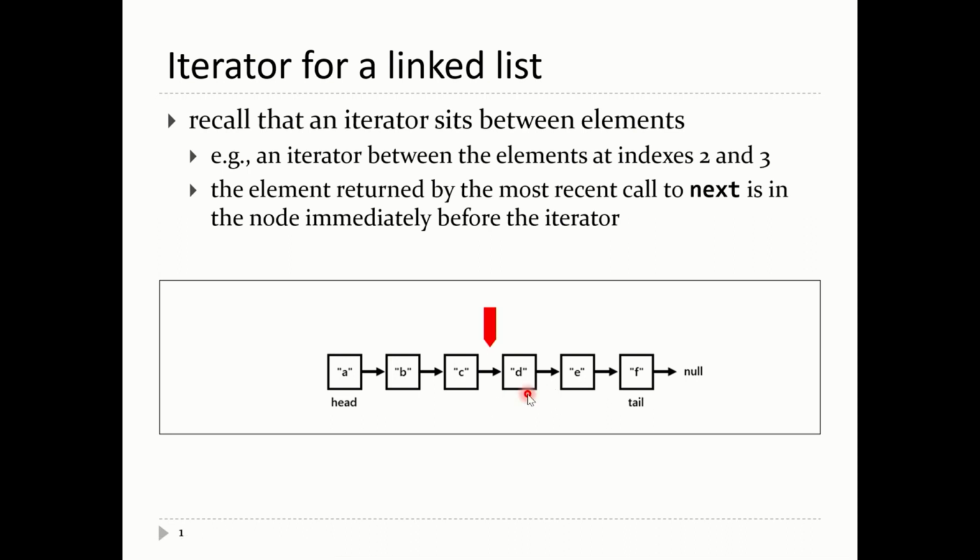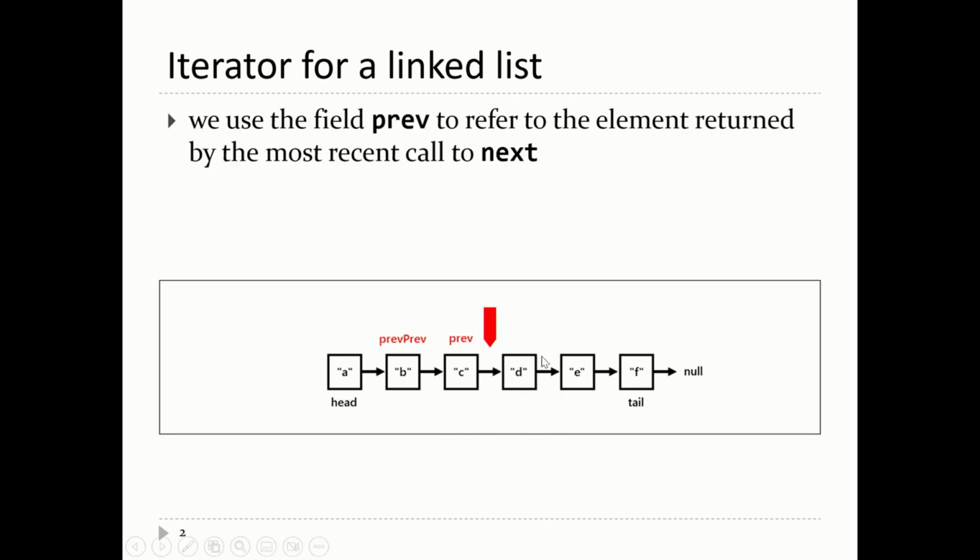So I don't need a reference to that node. Instead, what I need is a reference to another node. I want to reference the previous node, the one that holds the element that was returned by the most recent call to next. So someone called next and they got the C, and now the iterator is at this position.